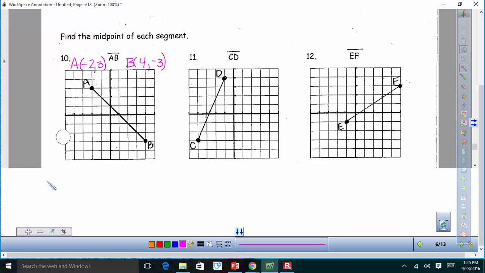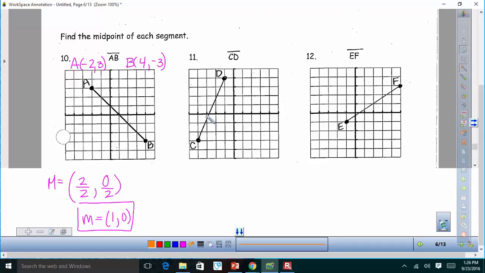Now, if I plug into my formula, I'm going to get midpoint equals, we're doing x1 plus x2, so negative 2 plus 4 is 2 over 2, comma, and then we're doing 3 plus a negative 3. 0 over 2, and so my midpoint of this would be 1, comma, 0. Very good. Okay, let's try one more of those.